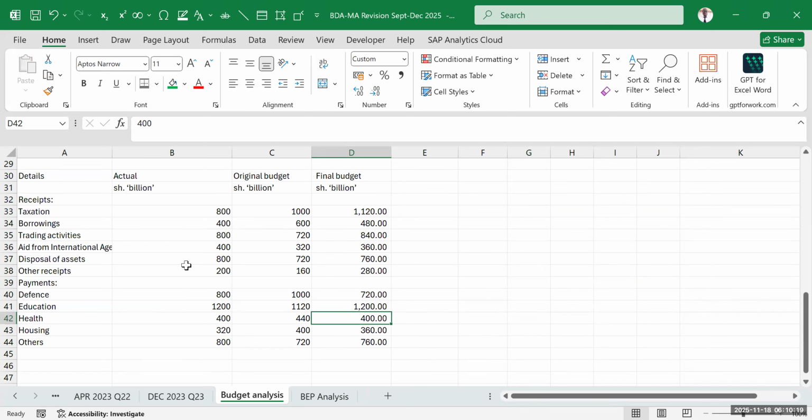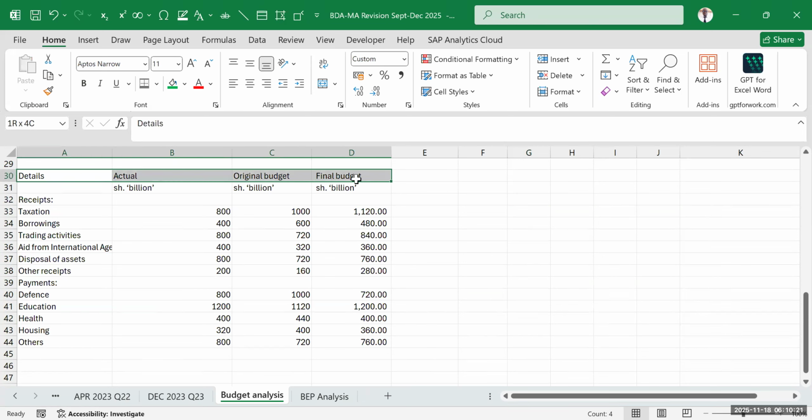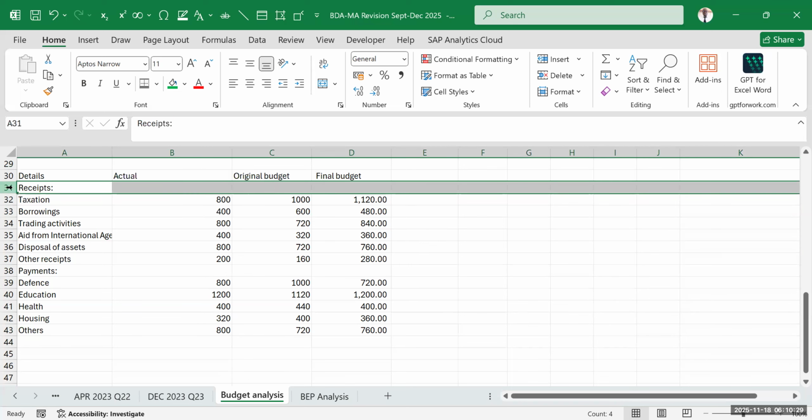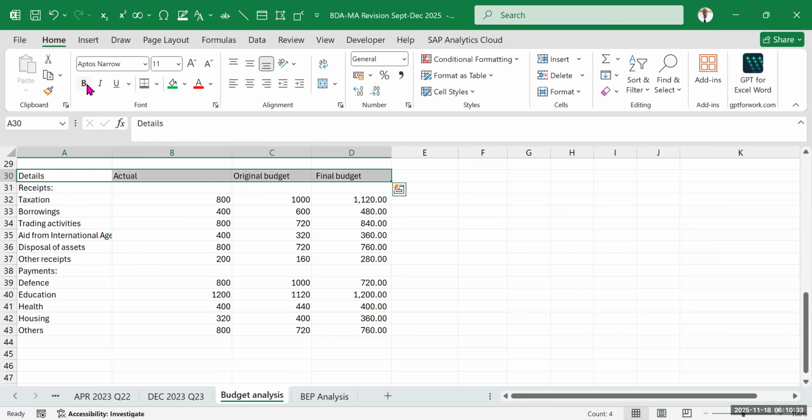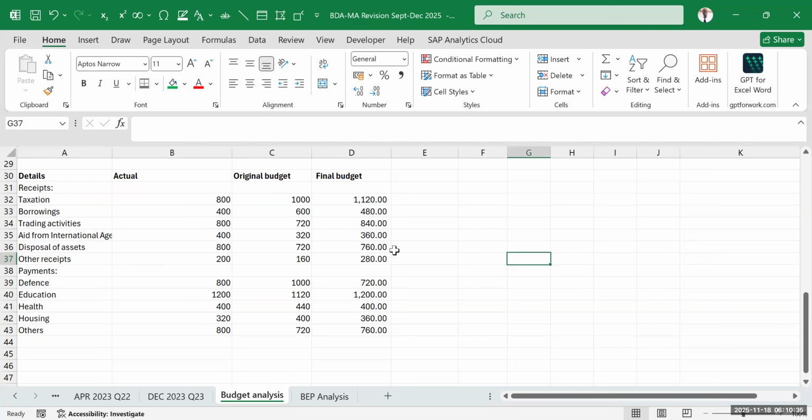So I also want to align the titles to appear on one row. Do I need the level of precision in billions? The answer is no. So I will use Control minus to remove that row. Then of course, I'm remaining with these titles. I put them in bold.